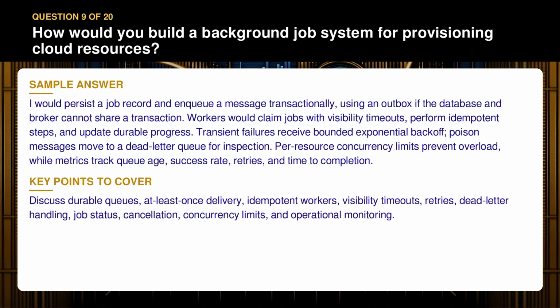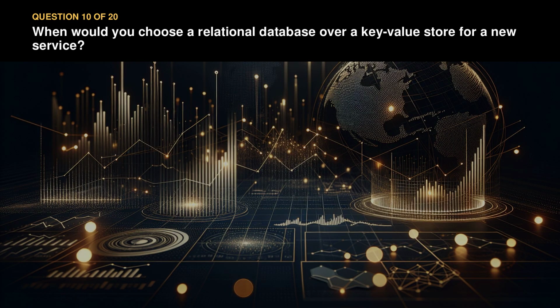Discuss durable queues, at least once delivery, idempotent workers, visibility timeouts, retries, dead letter handling, job status, cancellation, concurrency limits, and operational monitoring. Question 10. When would you choose a relational database over a key value store for a new service?